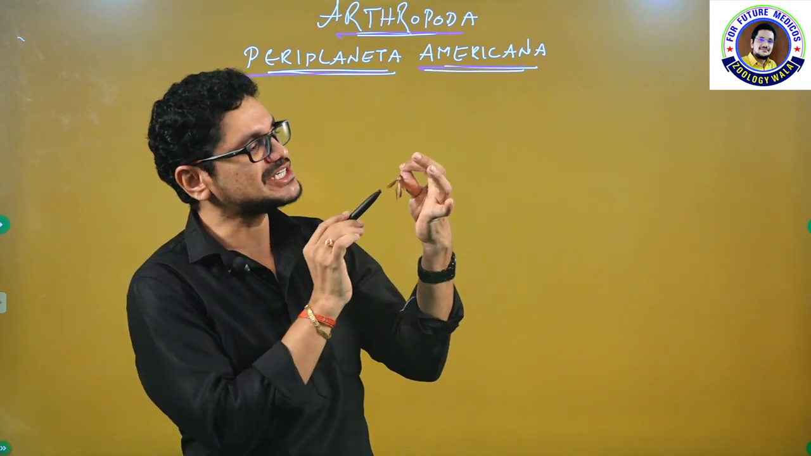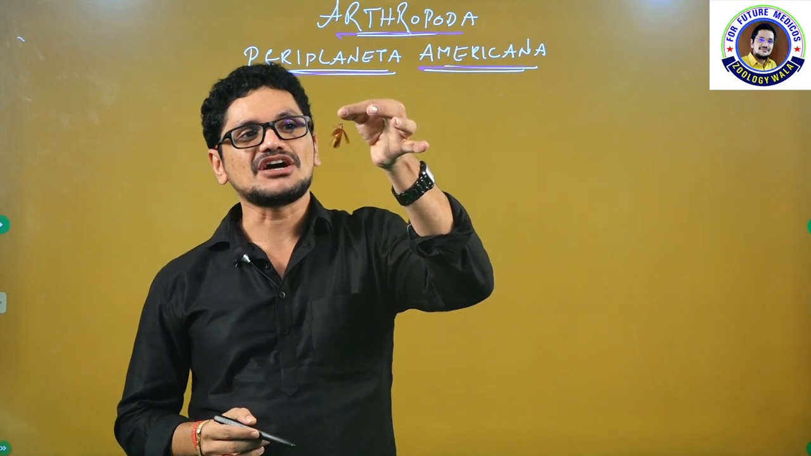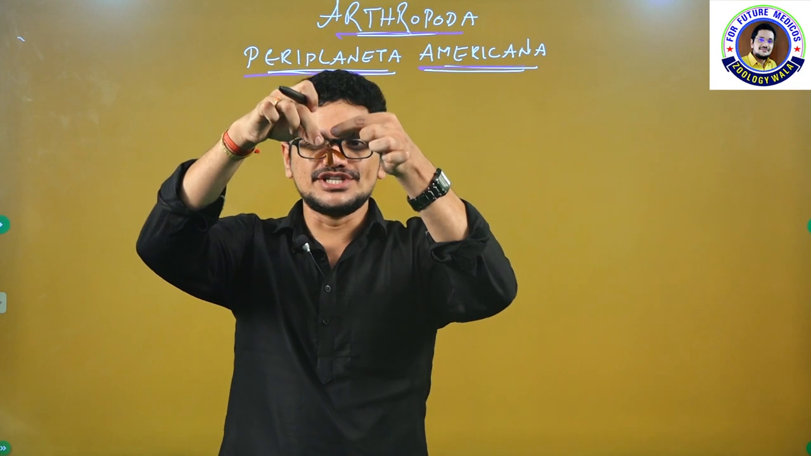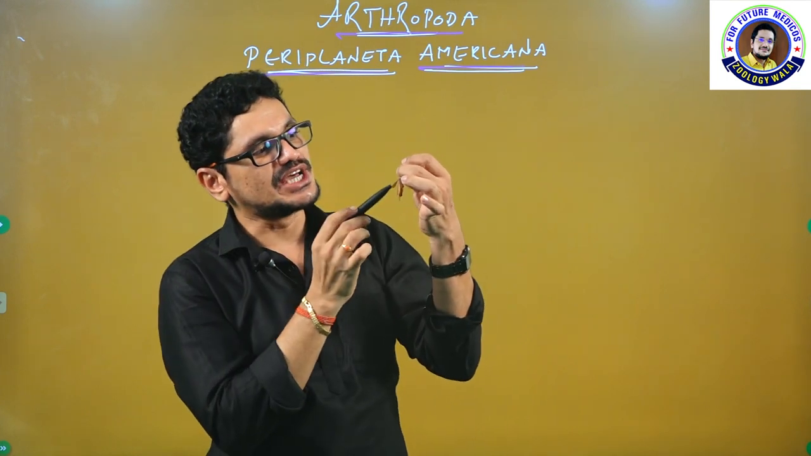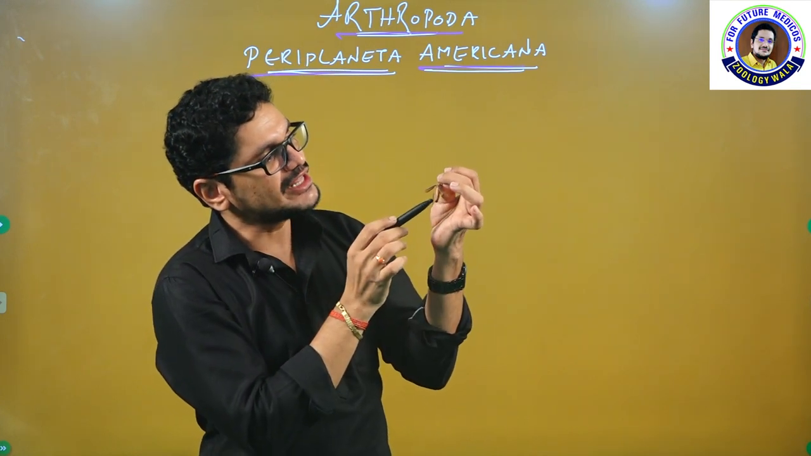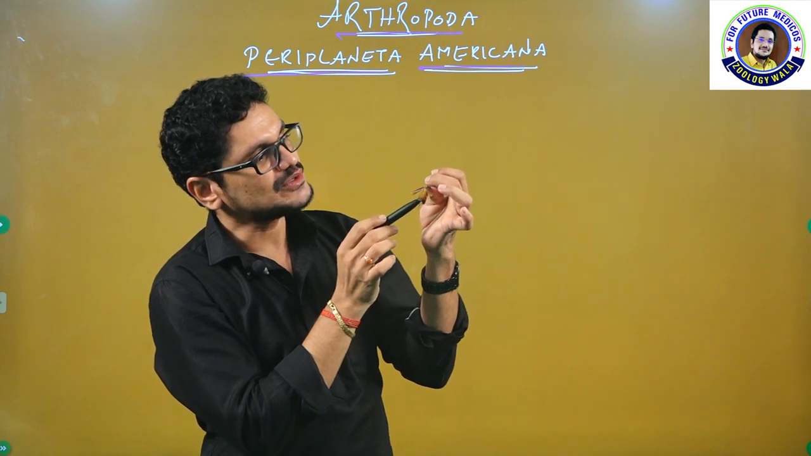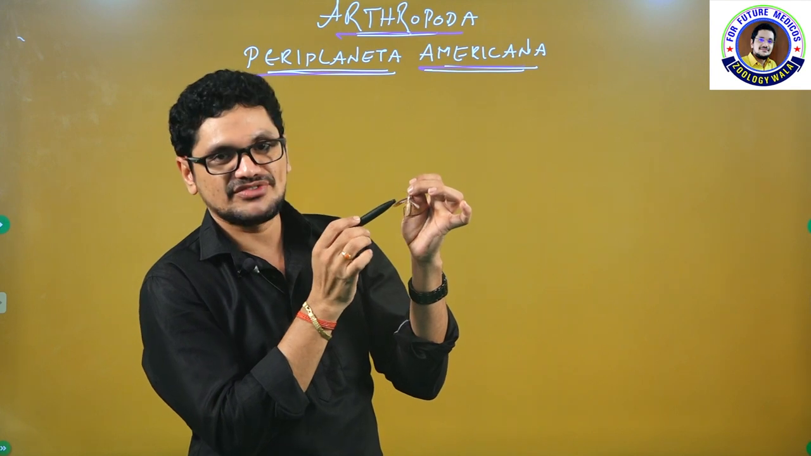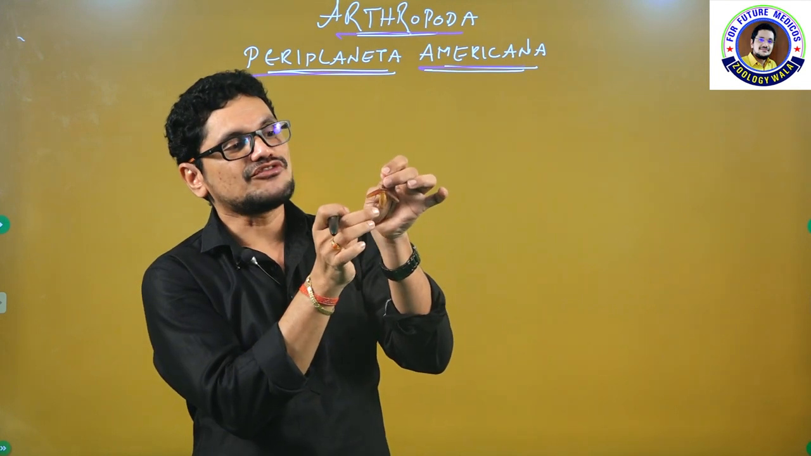I will explain all the things, but just before that, you see the cockroach, and these are the two antennae of this cockroach, and the wings. You can see two wings here, and another two wings are present here. So see, these are the wings, which are very thin actually, and these are somewhat thicker. So wings, and of course, legs.